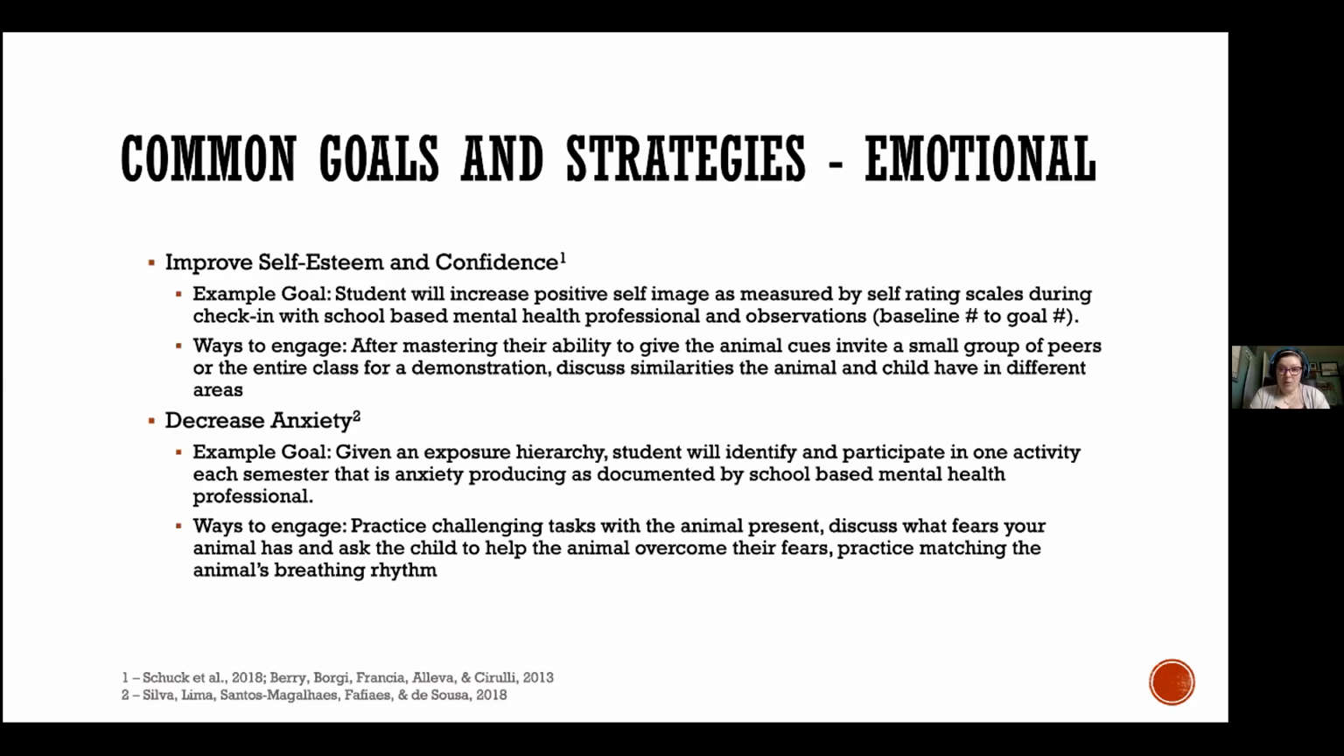Anxiety is a big one. And so a lot of the things that we've talked about already can work to help adjust that. But I think some additional ideas, practicing challenging tasks with the animal present can potentially help reduce anxiety.